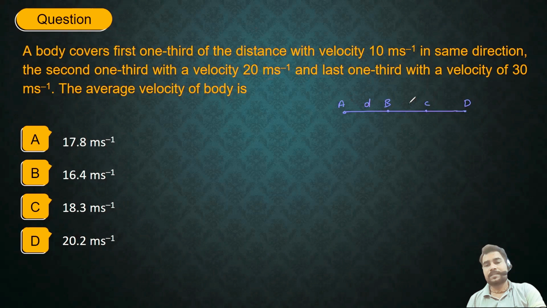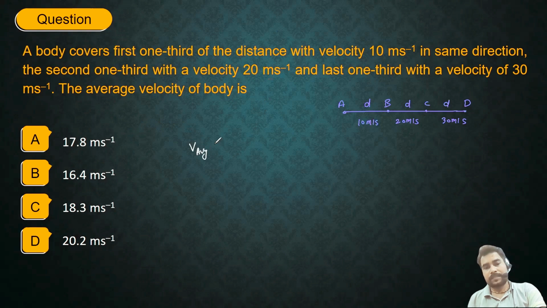So this distance is D, this is D, this is D. According to the question, the first 1/3 distance is covered with velocity 10 meter per second, another with 20 meter per second, and the last with 30 meter per second. So this time distance is the same, so we can use our trick. The trick says average speed in this case is going to be calculated this way.